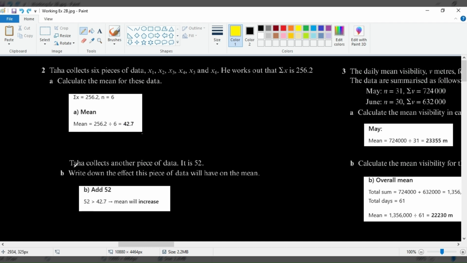Now, Taha collects another piece of data. It is 52. Write down the effect this piece of data will have on the mean. So 52 is greater than 42.7. So the mean will definitely increase.